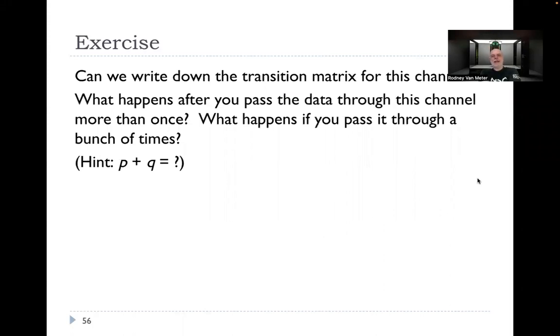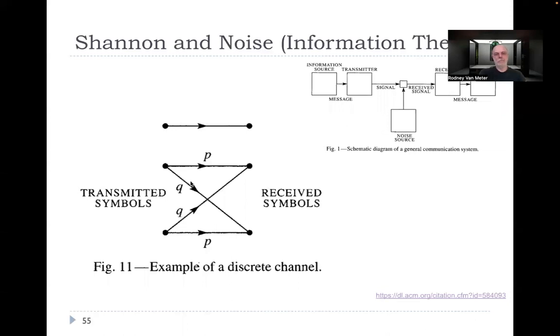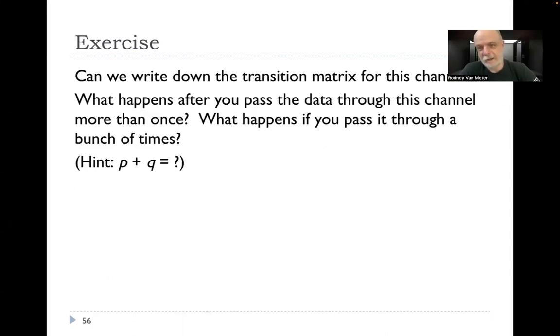You can write this down as a transition matrix using the techniques we've just discussed. One of the things you need to think about, of course, is P plus Q. P is the probability that it does the right thing, and Q is the probability that it does the wrong thing. So it always does either the right thing or the wrong thing, and so P plus Q must equal 1.